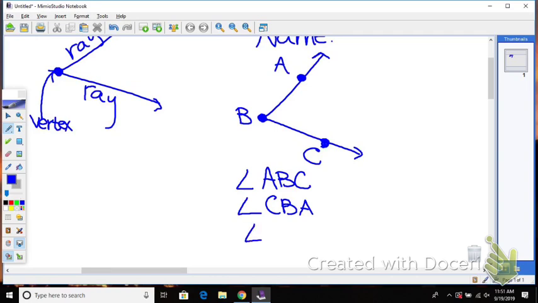Now, there's one last way to name, and this is my least favorite way to name because it doesn't always work to name it. But what's the last way? B. Angle B. You can just use angle B. Now, sometimes you're not going to know what you mean by angle B, so it's best if you use 3 letters to name. Okay? So you can just use the vertex, or you can use ABC or CBA, but it has to go in order.